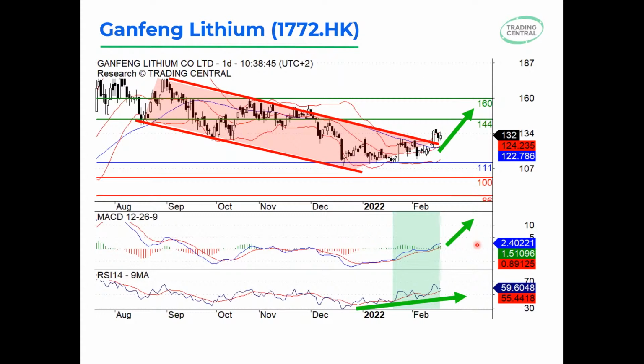This is Ganfeng Lithium. You can see that the 20-day moving average has crossed above the 50-day one, which is also a bullish sign.